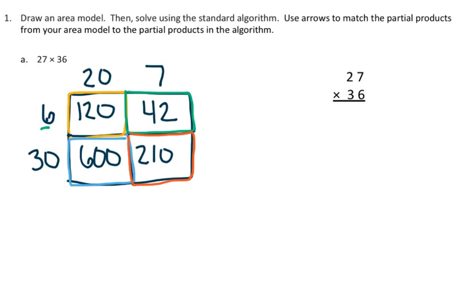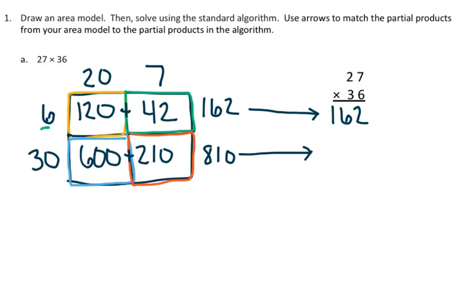So now they're going to add the numbers. They're going to add these 2 numbers here and these 2 numbers here. And that's going to give them an answer. 120 plus 42 is 162. And then they have 600 plus 210, which is 810. Okay, there's a smooth transition right here. We're going to move these numbers over. And I have 162 for this partial product and 810 for this partial product.